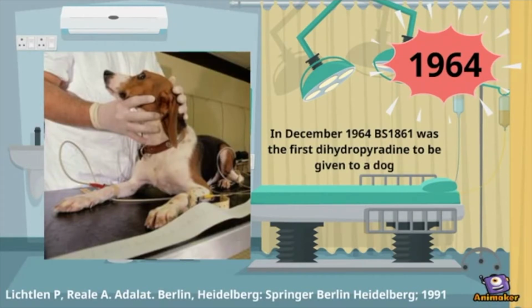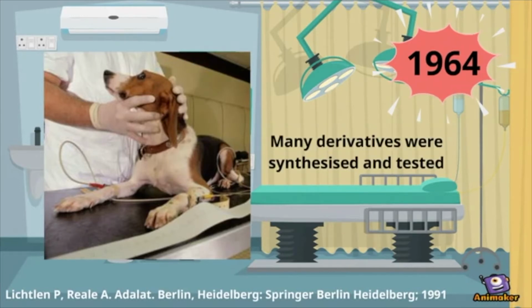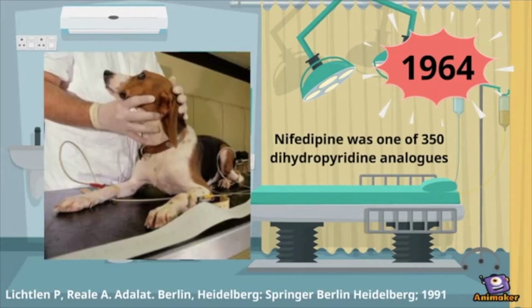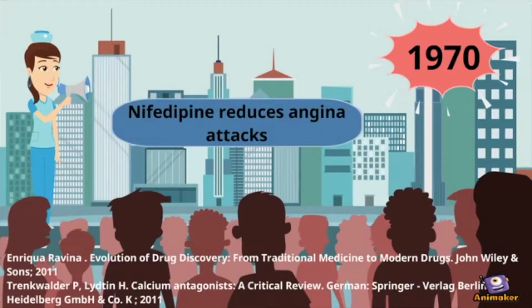1964. The first compound, BS1861, was given to dogs. Using femoral catheterization, Dr. Vater measured the increase of oxygen saturation in the coronary sinus of the dogs. Hundreds of derivatives were synthesized and tested to find the right compound. Nifedipine was one of the 350 selected dihydropyridine analogues, which produced a potent and advantageous effect on the coronary blood flow that drew their attention. It showed rapid and long-lasting effect when administered orally or sublingually.